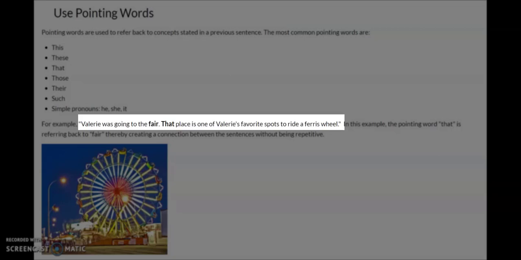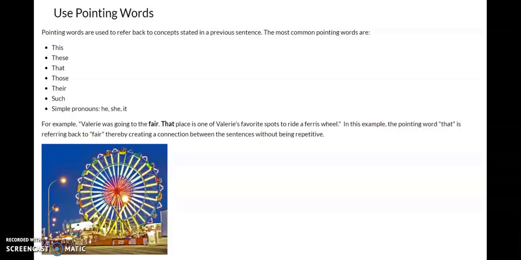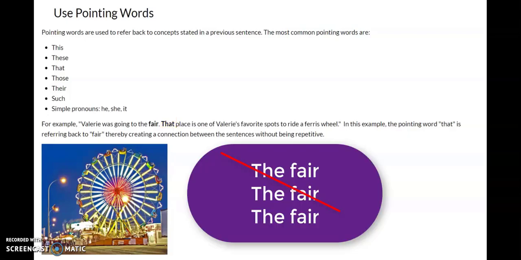Let's take a look at this example. Valerie was going to the fair. That place is one of Valerie's favorite spots to ride a Ferris wheel. So if you look at this example, the pointing word is that, which is referring back to the fair. So you've got this connection created between the sentences without being repetitive and continuously saying the fair, the fair, the fair, the fair.